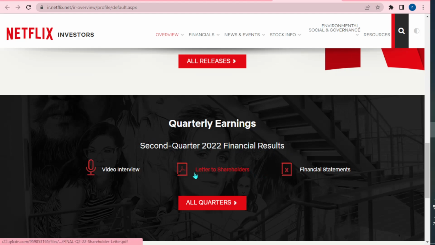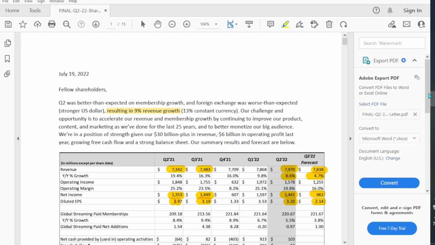Now, they give us the letter to shareholders. They also give us the financial statements. So the SEC, they could file the 10Q a little bit later, so they do have some time on that. But for now, we do have this letter to shareholders, which is going to be our friend. And when we do click on this, we get this nice little PDF. So that's this right here.